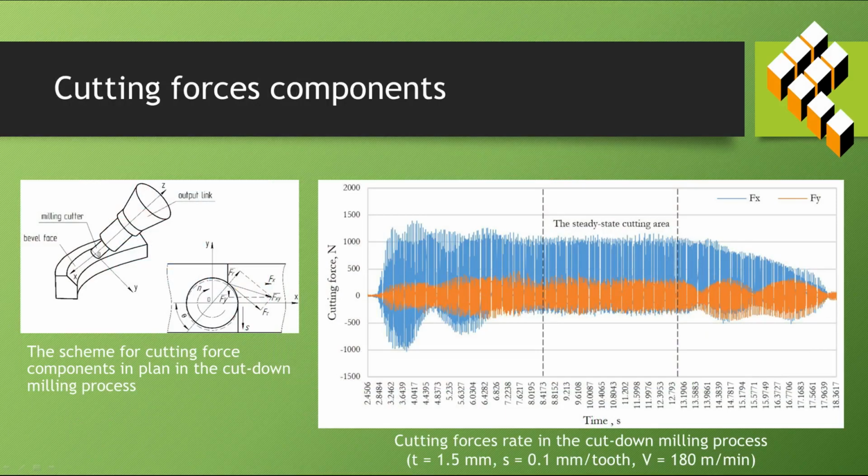The diagram on this slide shows an example of the oscillations of the cutting force components. In the experiment, cutting forces were measured over the entire cutting section, including the plunge and exit areas of the cutter from the material. The steady-state cutting section was used to determine the average values of the cutting force in order to create a mathematical model of the face milling process. The steady-state cutting area was highlighted and represented by a separate array.